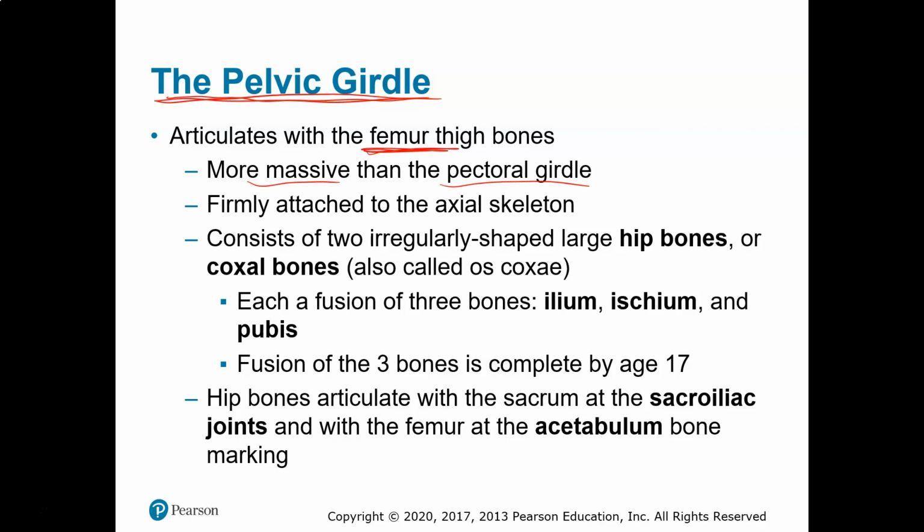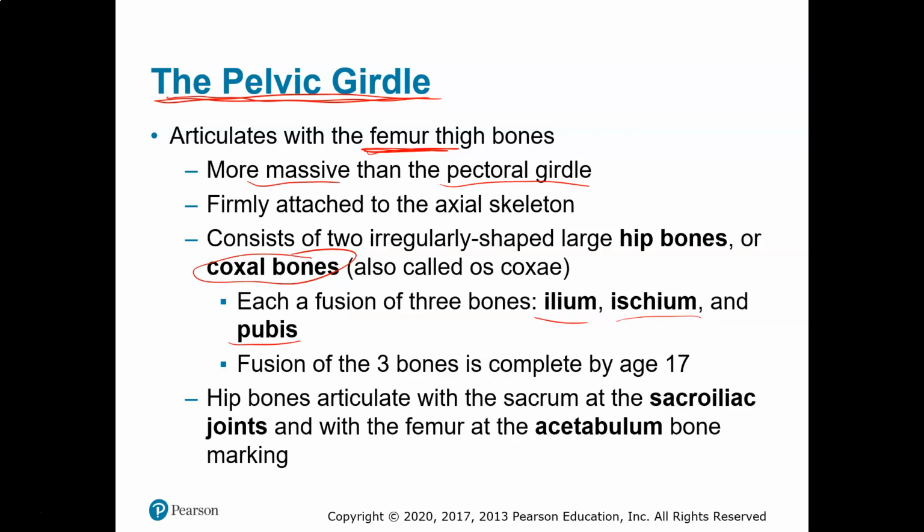2 irregularly shaped large hip bones or coxal bones, and each one is a fusion of 3 bones. So each coxal bone is a fusion of, so there's 2 coxal bones, which each contain an ilium, ischium, and pubis. These 3 bones fuse by the age of 17.